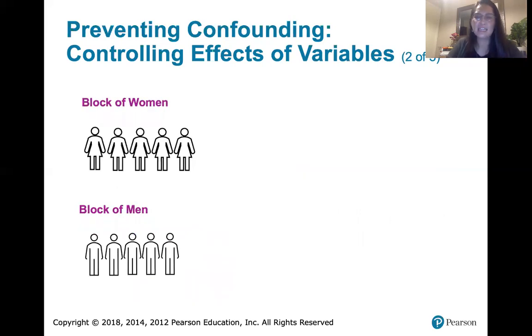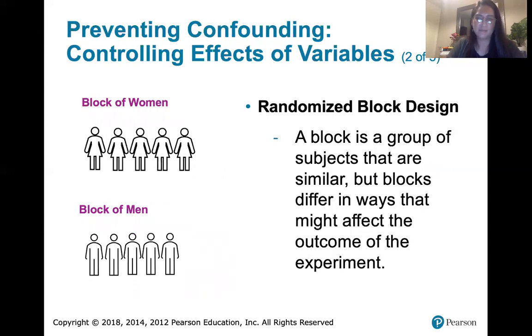Another possibility is to separate all of the subjects into what are called blocks. This is called randomized block design. A block is a group of subjects that are similar, but blocks differ in ways that might affect the outcome of the experiment. So if we're talking about the effect of aspirin on heart conditions, well, aspirin might affect women and their heart health differently than it affects men and their heart health. So it might be important to separate men and women when we look at our data.